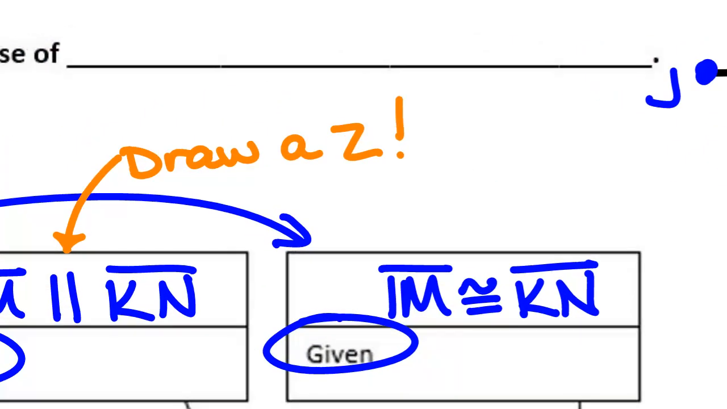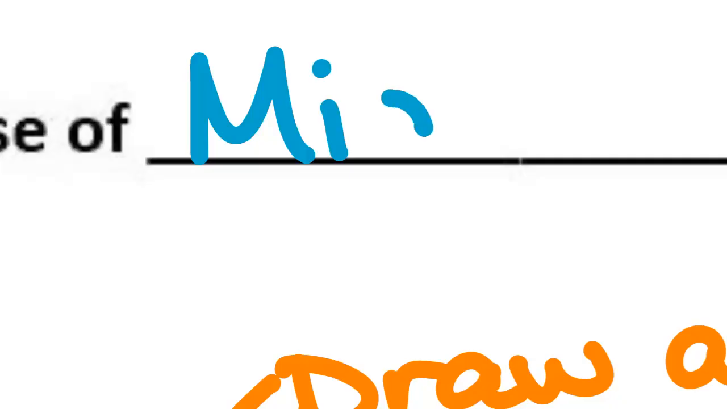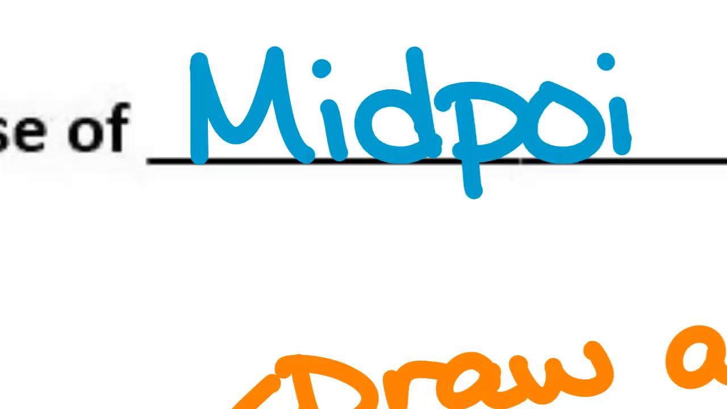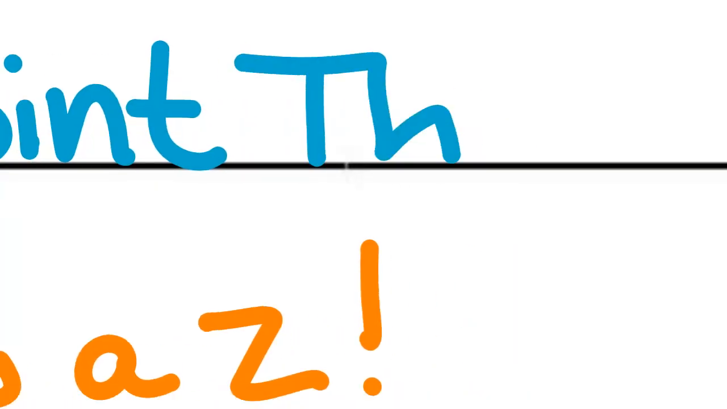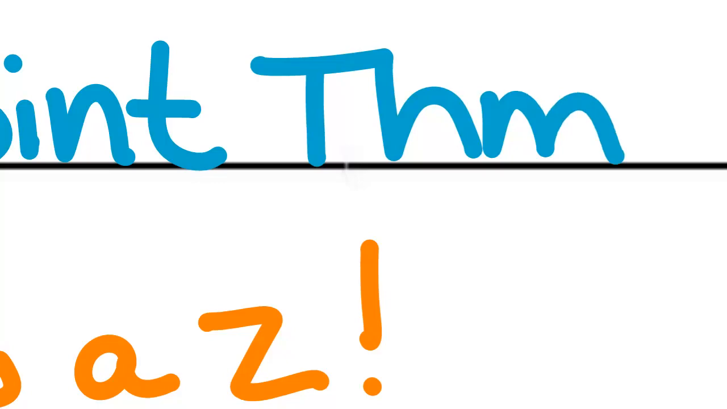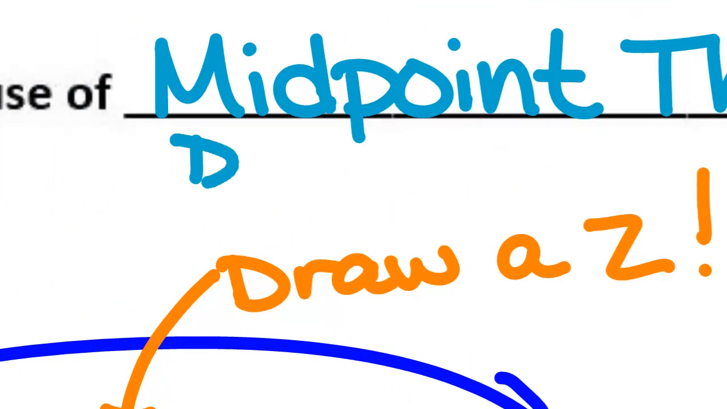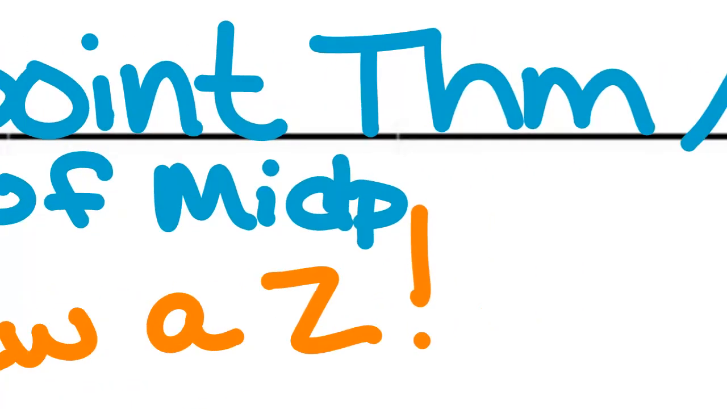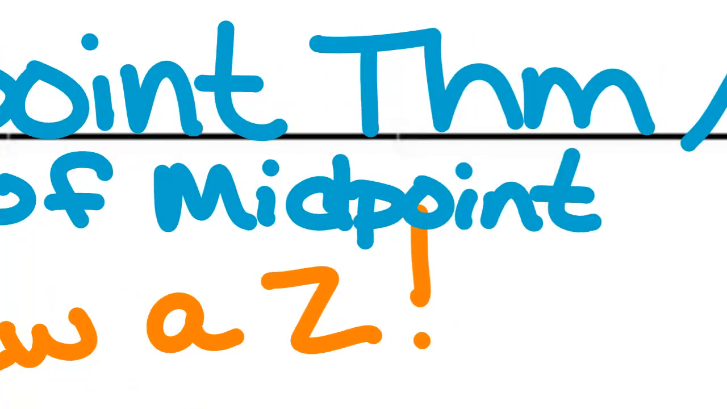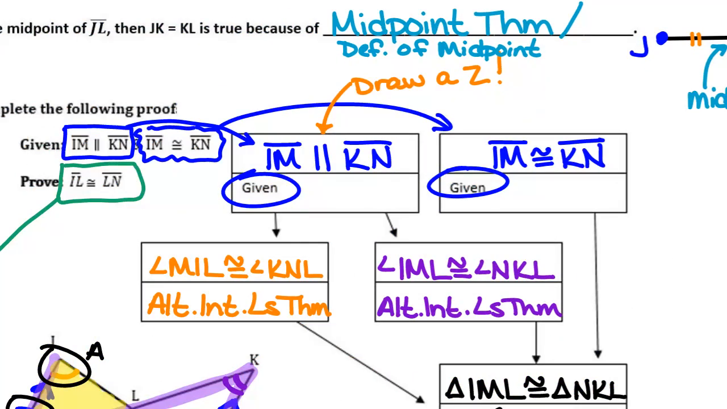So why could I say that these two smaller segments are congruent to each other? Midpoint theorem. Technically speaking, because it's equal and not congruent, to be very technical, that's the definition of midpoint. But if you wrote midpoint theorem, I would not count that as wrong. But midpoint theorem is when we say that they are congruent. Definition of midpoint is when we say that they are equal.